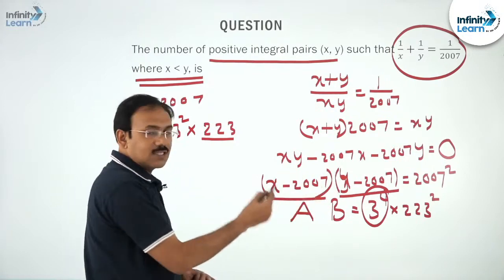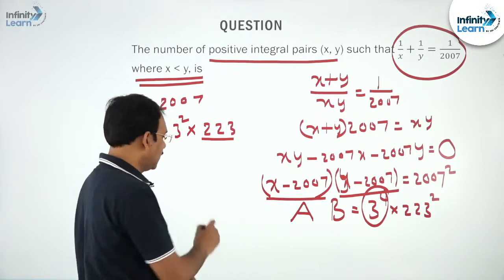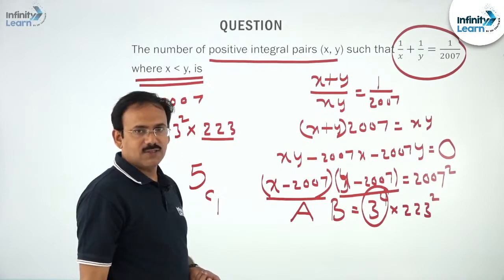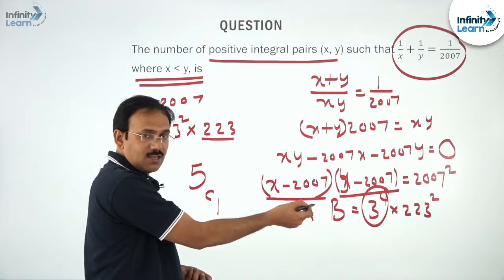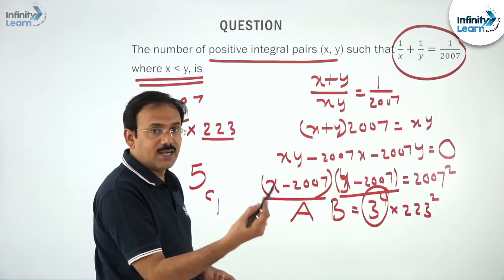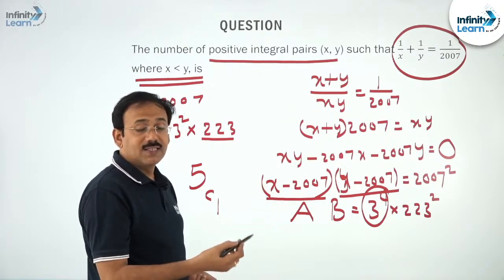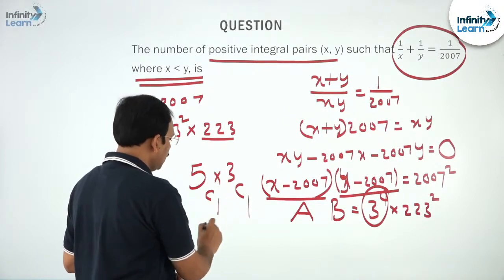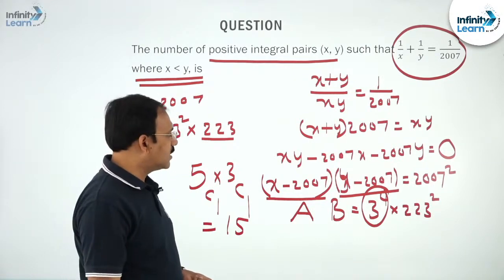So 4 things are to be distributed into 2 groups, 4 plus 2 minus 1, that is 5C1, 5 ways. That means no 3 here, all 3's here, like 1 3, 3 3's here, like that, 4 cases. And 2, 2, 3 square, 2 identical things are to be distributed into this. So 2 plus 2 minus 1, 3C1, so you can say 3 ways. So 5 into 3, 15 ways you are going to get x value as well as y value to be 2007 plus something, fine.